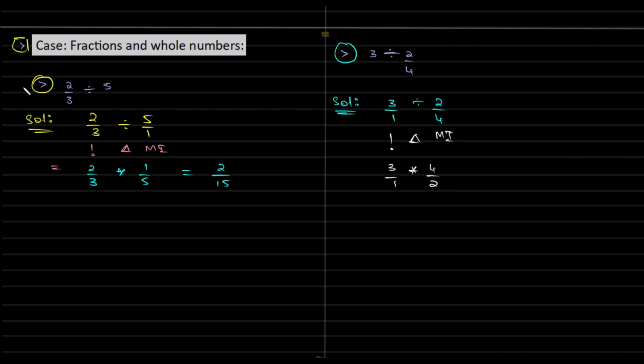So can I further simplify this? I should have done that actually, I missed it. But anyways, here too we can do that. 4 and 2 have 2 as a common factor. So 2 divided by 2 is 1. 4 divided by 2 is 2. So 3 by 1 into 2 by 1, which is 6 by 1.